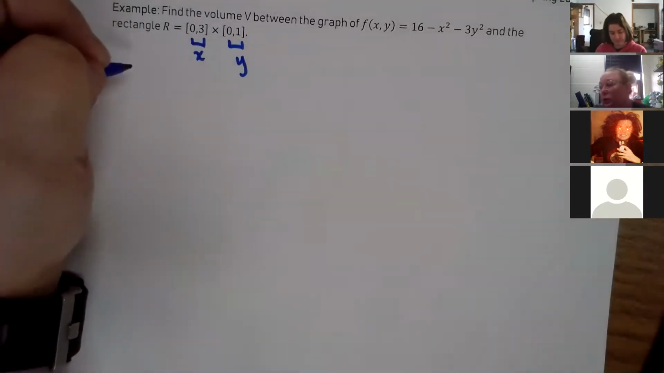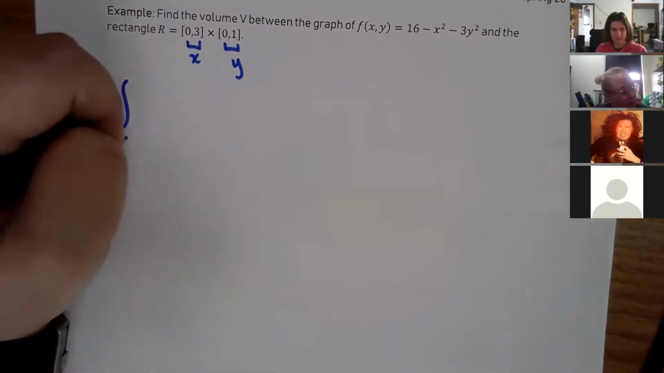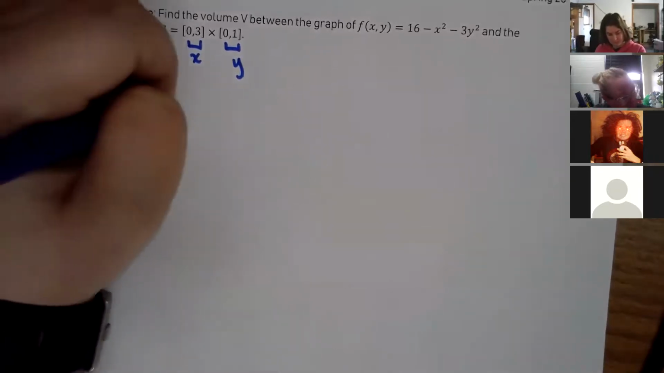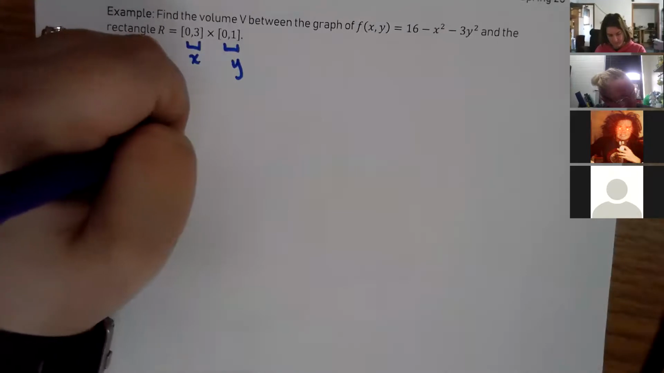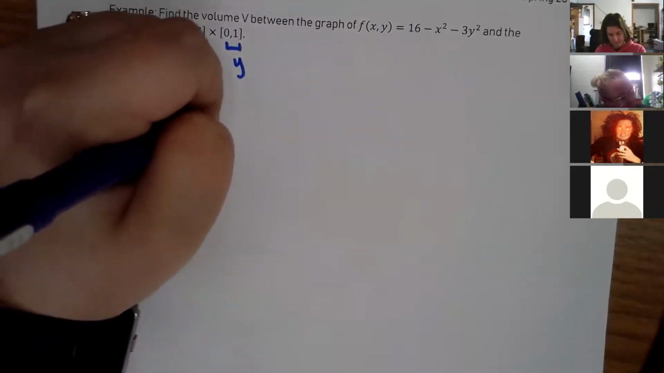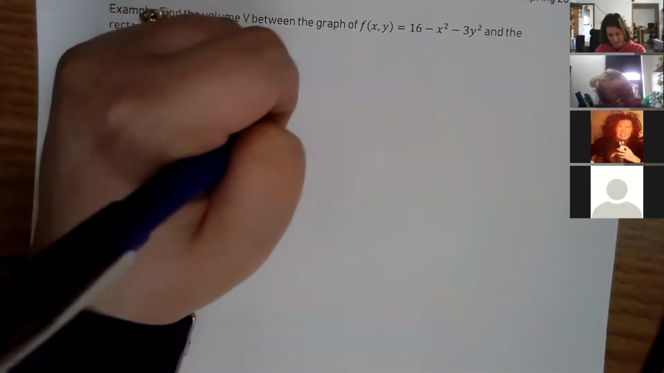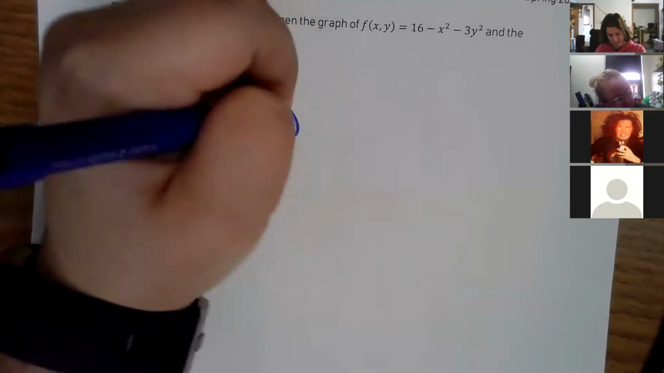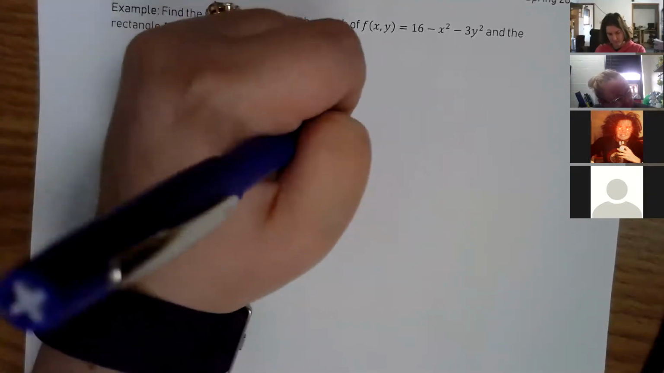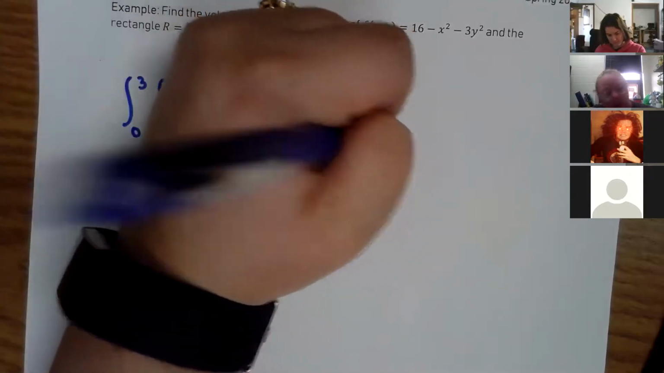So I'm going to compute the integral 0 to 3, integral 0 to 1 of 16 minus x squared minus 3y squared dy dx.